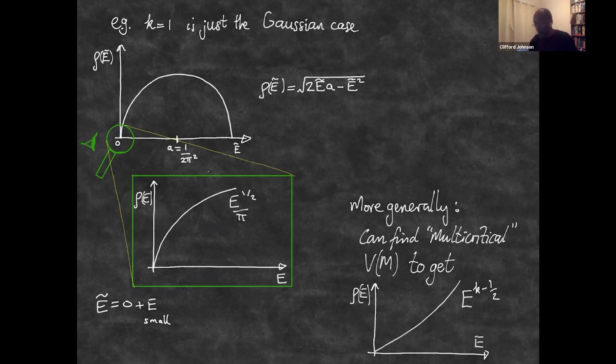So more generally, I should say, going back to the late 80s, early 90s, you can do a lot more than that. You can find what are often called multi-critical potentials in those days, which when you tune, you have an eigenvalue density that looks like e to some other fractional power of e at the tail, and so I'll parameterize it as e to the k minus a half.